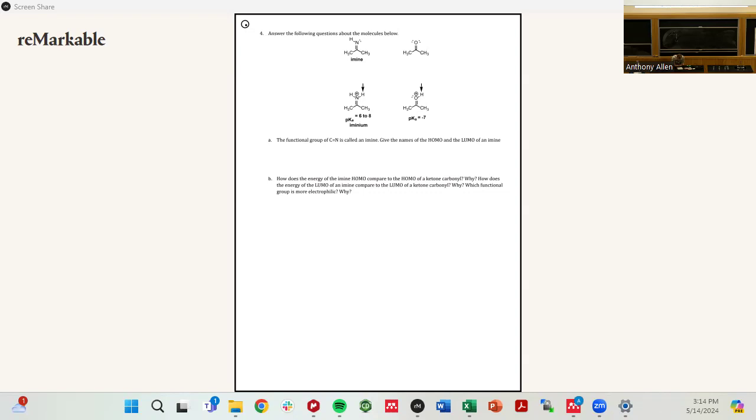In any event, these are imines. They're analogs of carbonyls. So in the same way that a carbonyl is a C double bond O, an imine is a C double bond N. A C double bond C is a what? Alkene. So they're all just analogs of each other. You're just changing one atom. C double bond C, C double bond N, C double bond O.